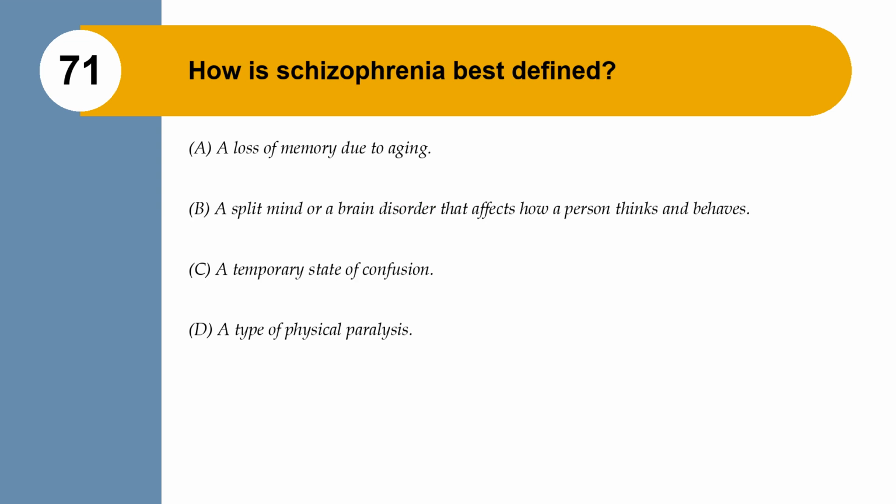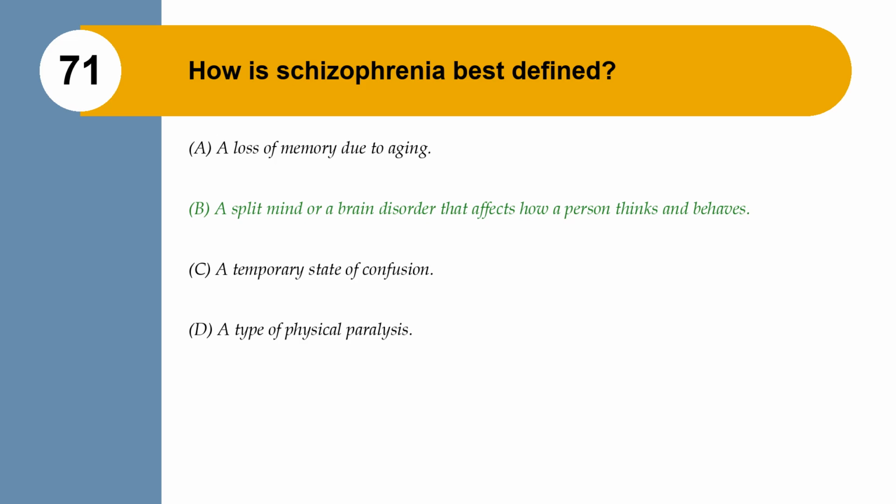Question 71. How is schizophrenia best defined? Option A. A loss of memory due to aging. Option B. A split mind or a brain disorder that affects how a person thinks and behaves. Option C. A temporary state of confusion. Option D. A type of physical paralysis.